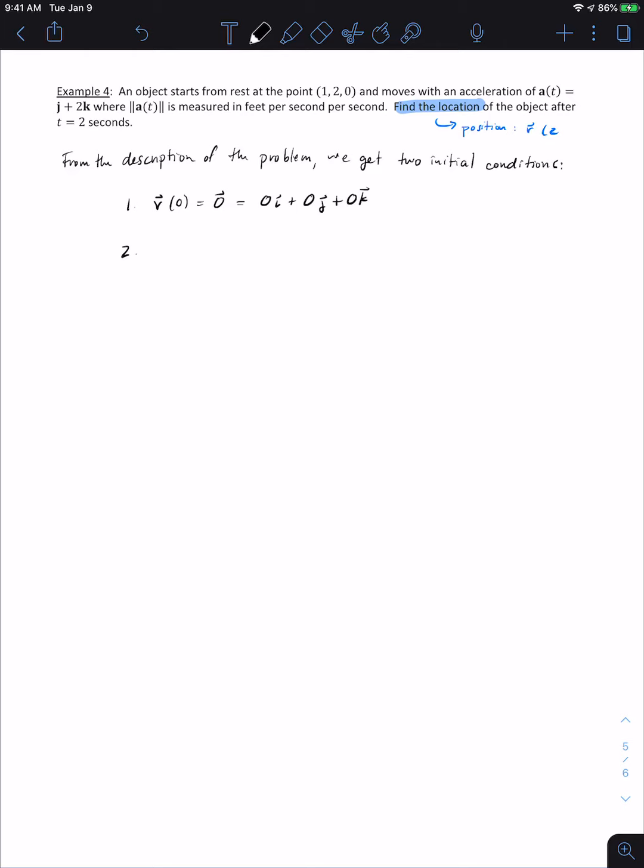The other one is that it starts from rest at the point (1, 2, 0). So what does that mean? That means that the position vector at t equals 0 is going to be equal to 1i, or just i, plus 2j plus 0k, right? So that's what we have there. Those are going to be initial conditions that will allow us, once we take the antiderivative, to solve for the constants of integration, right?